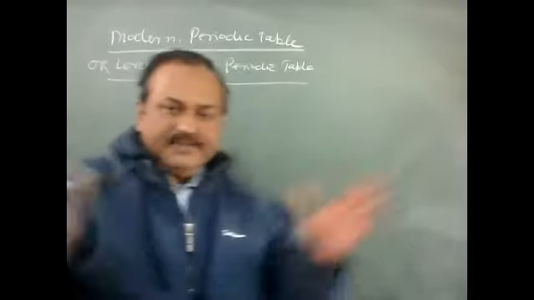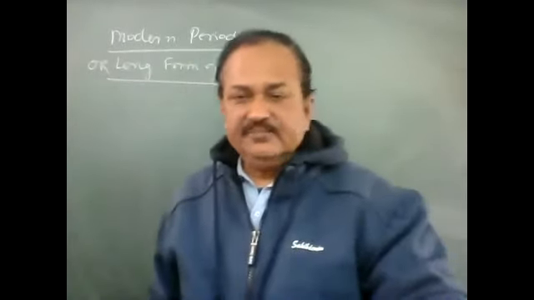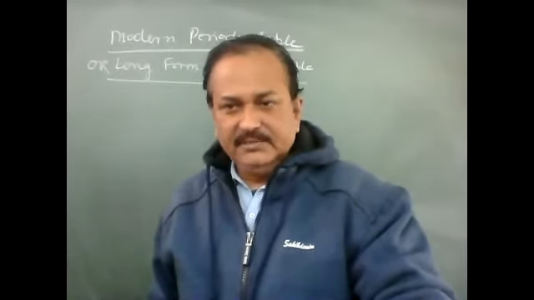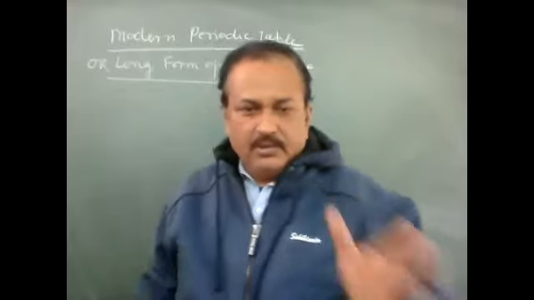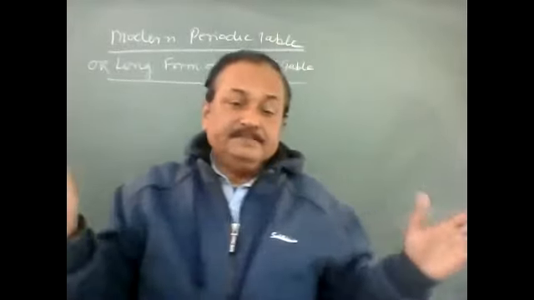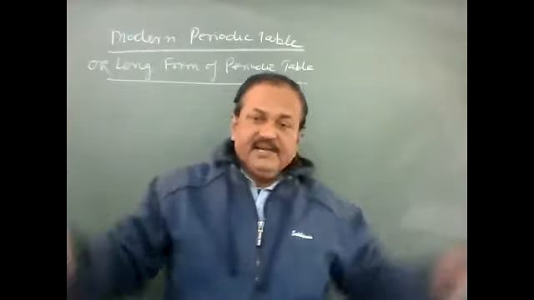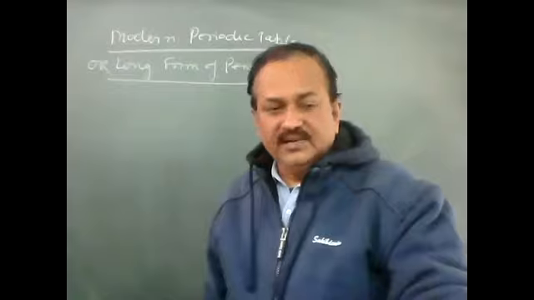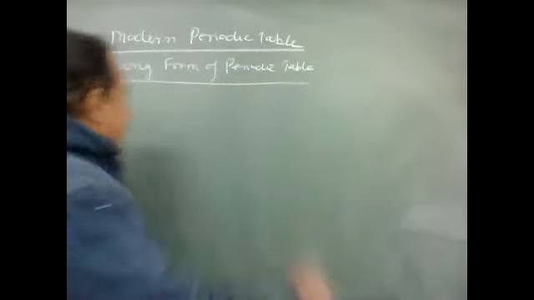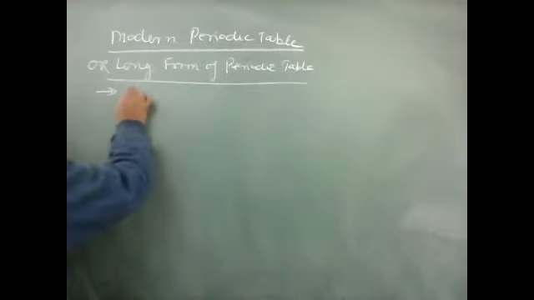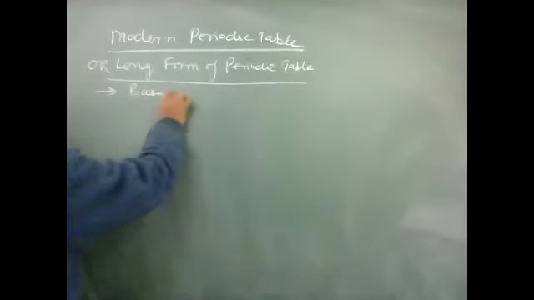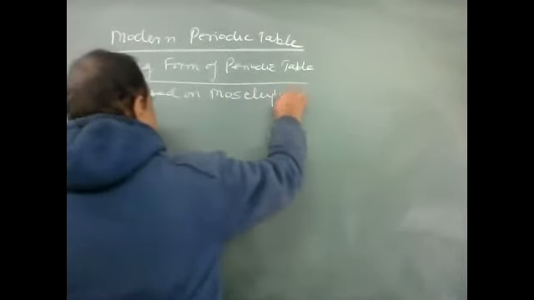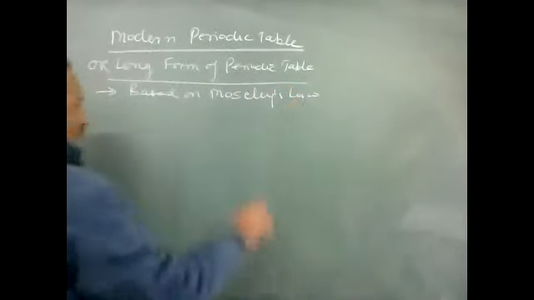Long form means it has been expanded, unlike Mendeleev's. You know, in Mendeleev's periodic table it is compressed; all the 8 groups are compressed. But here there are 18 groups and it has been extended. That's why it is called the long form of the periodic table. And it is based on Moseley's law.